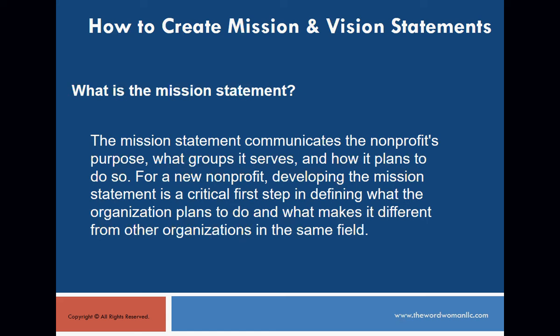For a new nonprofit, developing the mission statement is a critical first step, because the mission statement serves as a foundation for what you're going to build. If your mission statement isn't clear, then you can find yourself working on projects or activities that don't align with your core purpose, or it could be confusing for those you serve, or even the partners you might want to gain with other organizations and the like.